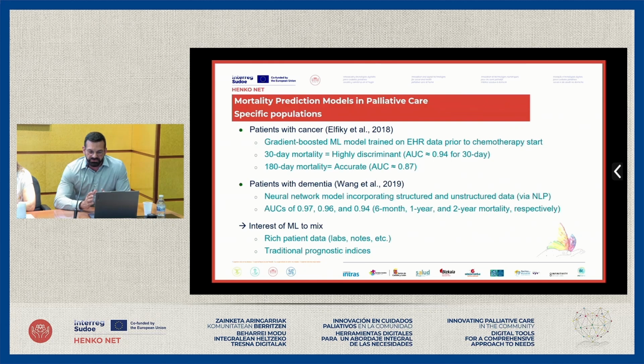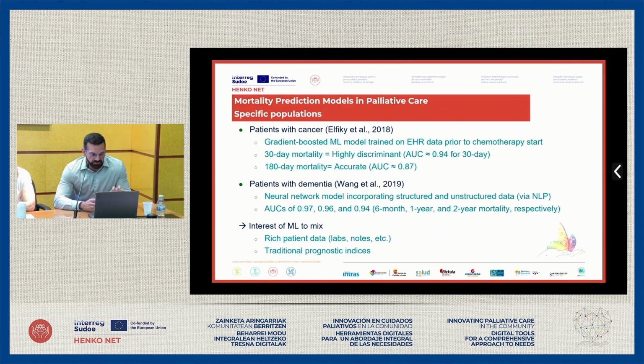And it was to predict the mortality after the chemotherapy beginning. And it was highly discriminant, and it was accurate for that. We also, some teams also developed models for patients with dementia, so it's not only for patients with cancer.